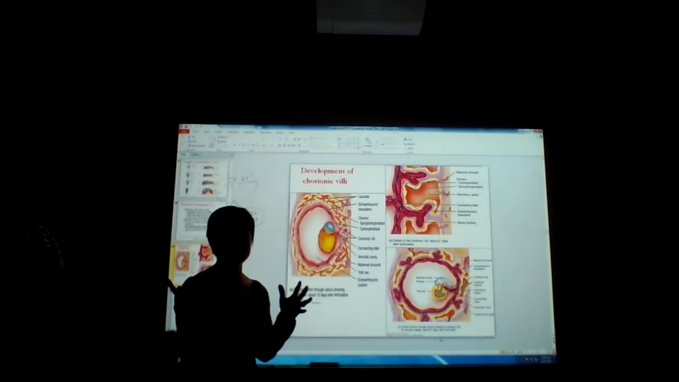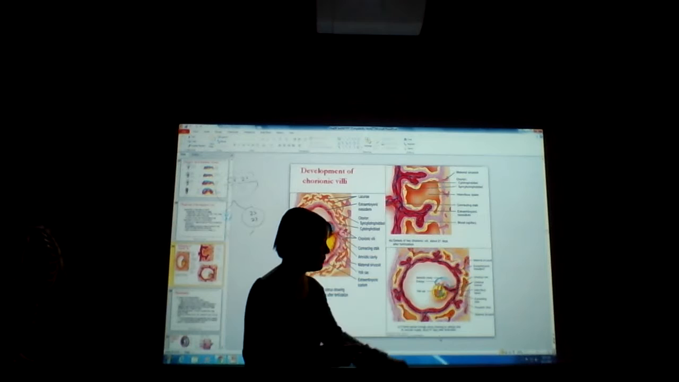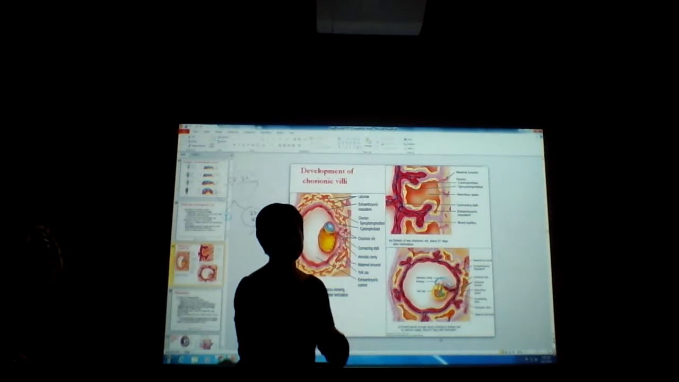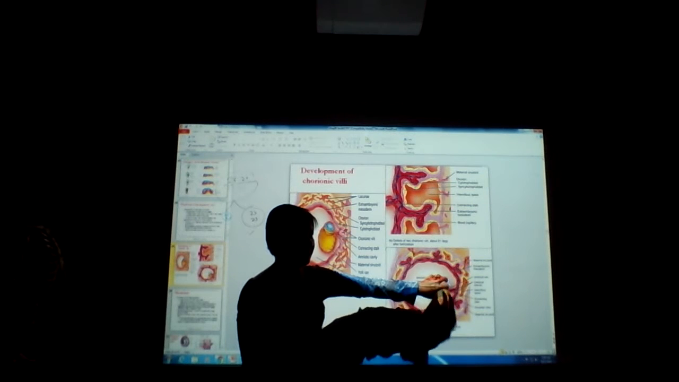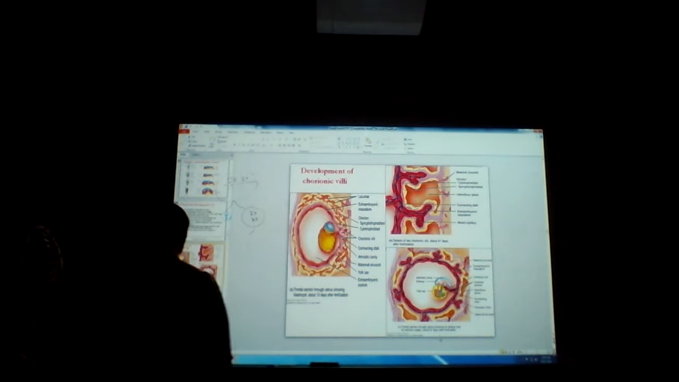Remember when we were talking about blood typing, it's not until the baby is born that there's possible mixing. But it's okay to carry a different blood type because the blood supply is completely separate.